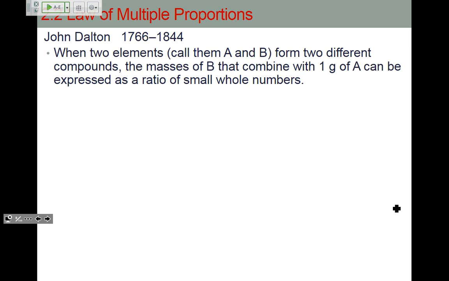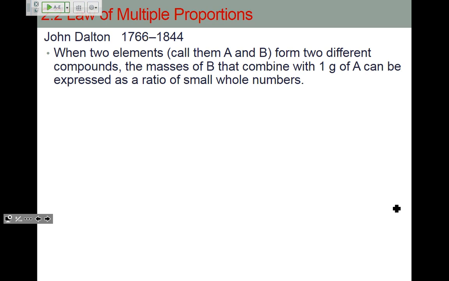The last law that we're going to be looking at today is the law of multiple proportions. Now this is a little bit different than definite proportions, and I have to say probably one of the laws that's a little bit harder to wrap your brain around what it's saying. But we're going to learn throughout this semester why this law works.